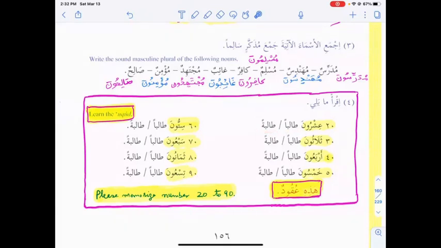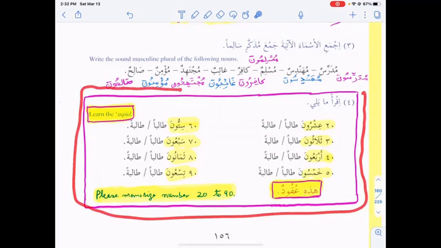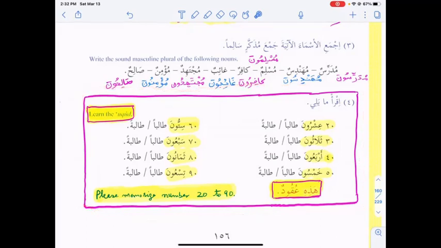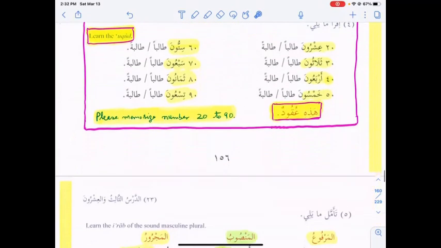But when it comes to the ukud, they don't change. When you say 20 Ishruna Talibatan, it means female students. When you say Ishruna Taliban, male students. So it is same for numbers. How many from where to where? 20 to 90. Hadihi, these are ukud. These are called ukud. Remember that. So I put it in a circle for you to understand, inshallah. You have a book, you can form a circle also with a pencil if you want to.